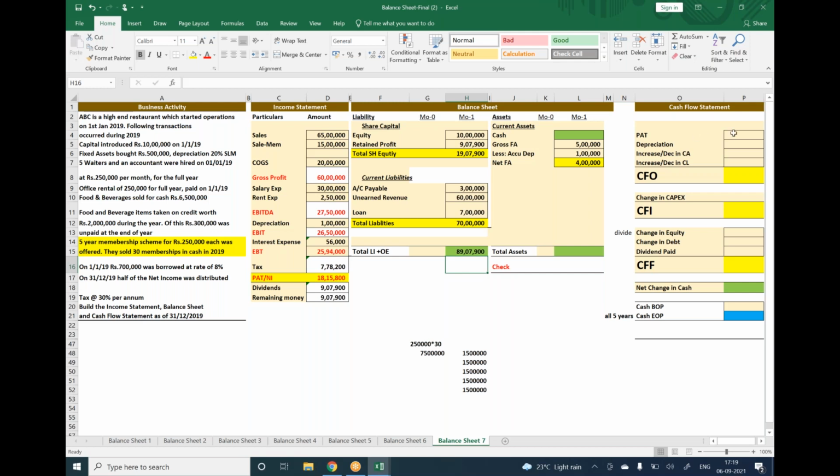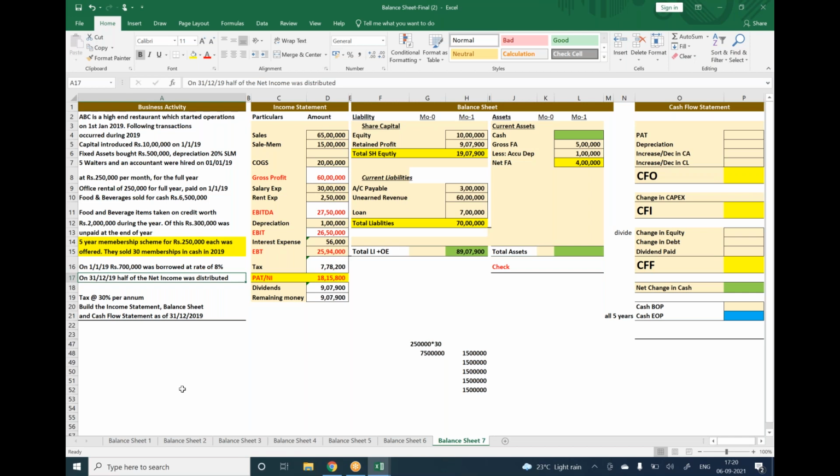So you only tell me what all I should fill here. Then I'll know where you have gone wrong. What should I do here? So can you explain dividend? Okay. What is the money you have made as profit? 18 lakhs, 15,800. Look at point number 17.